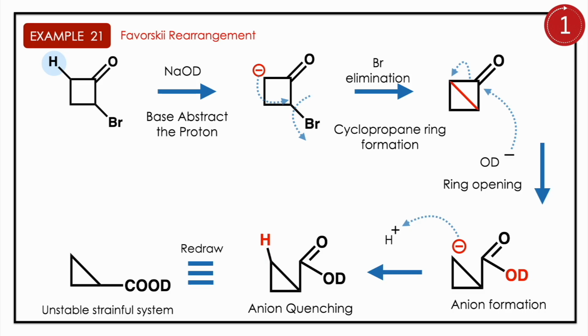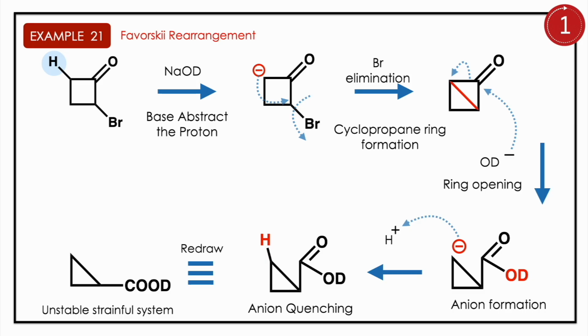The first step will be the base subtracting the proton. You form the nucleophile. The nucleophile is an anion which attacks the bromine-containing carbon. Bromine is a good leaving group. So the anion attacks and you have cyclopropanone. You are going to the most strained system. But let us proceed with the mechanism. The system is very strained.